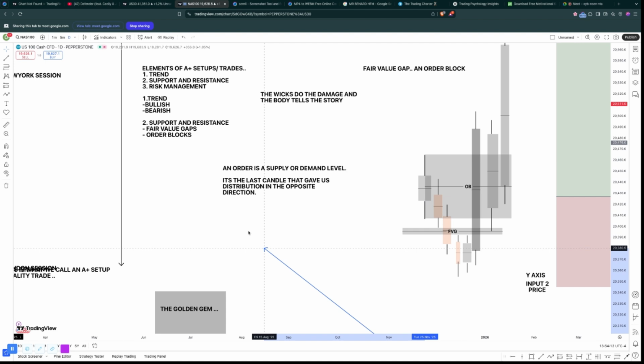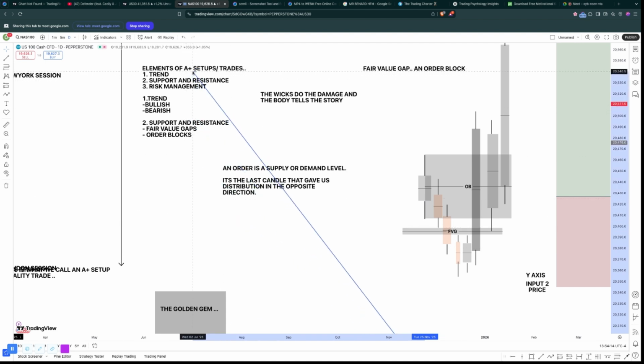So for those that have just arrived, we've been talking about elements of A+ trade setups. And we said point 1 is you need to know the trend. Point number 2 is you need to know the support and resistance. Point number 3 is you need to know your risk management. And then we've said that number 1, which is trend, we have what? The bullish trend and the what? Bearish trend. And I explained that the bullish trend represents buying, while the bearish trend represents what? Selling. Another word or another term to represent bullish is up.